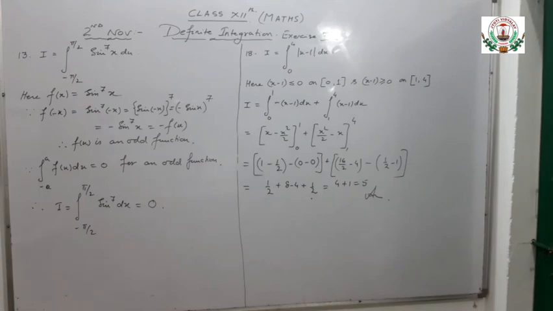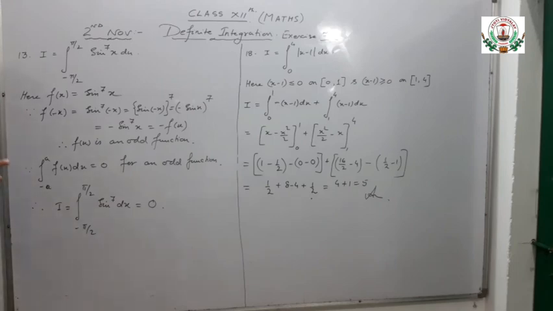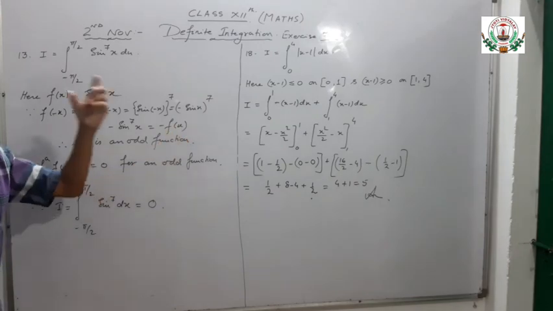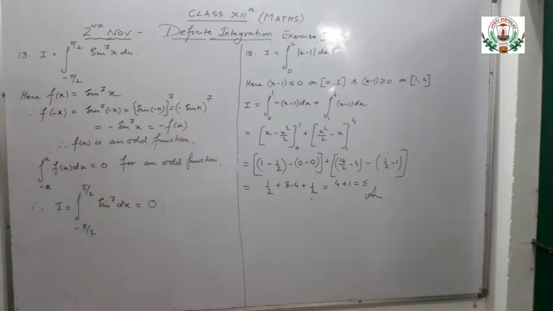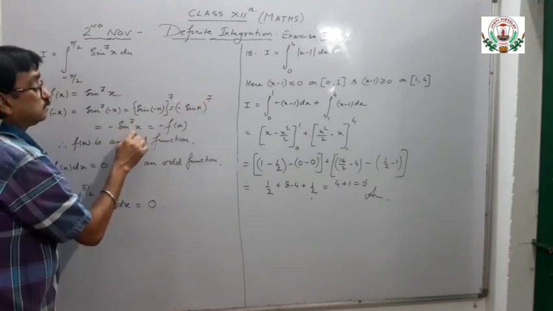Now let's come to question number 13. Integration minus pi by 2 to pi by 2 sin to the power 7 x. Here we will discuss the definite integral property. Integration minus a to a f of x dx will become 0 if the function is an odd function. So here our function is sin to the power 7 x. So f of minus x, if we solve it, we get equal to minus f of x, as sine of minus theta is minus sine theta, so minus sine x to the power 7 will become minus sine to the power 7 x.